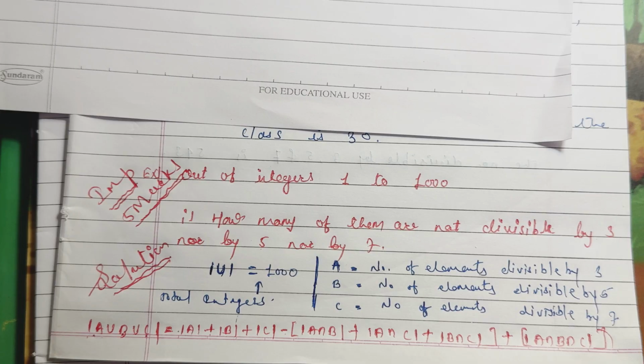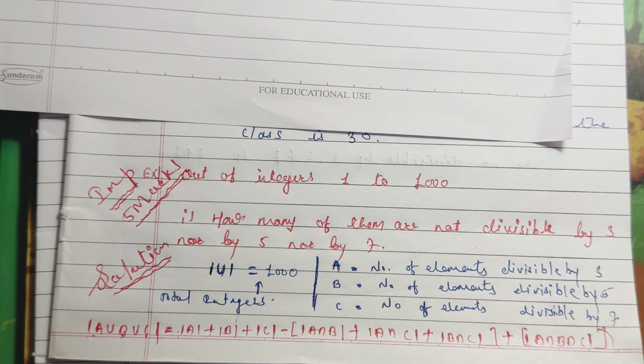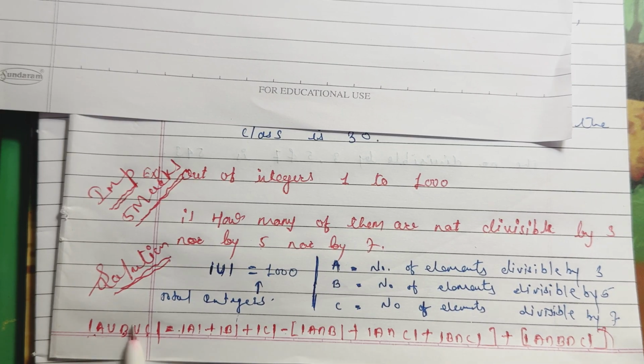What we want here is the number of integers divisible by 3, 5 or 7, that means the whole union. The cardinality of A union B union C is the cardinality of A, B and C individually, then the intersections A intersection B, A intersection C, B intersection C, and finally A intersection B intersection C. Take all of them individually, then take the intersections between them: first and second, first and third, second and third, and then the intersection of all.